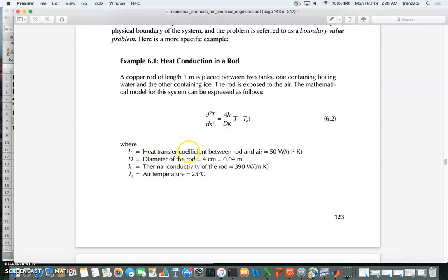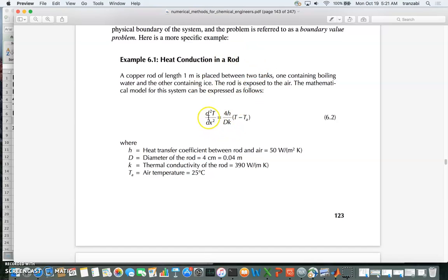Okay, so the other variables are constants. H is the heat transfer coefficient. This is given. D is the diameter of the rod. K is the thermal conductivity of the rod. And TA is the ambient temperature. Okay, so all others are problem constants. We are about to solve T as a function of x.